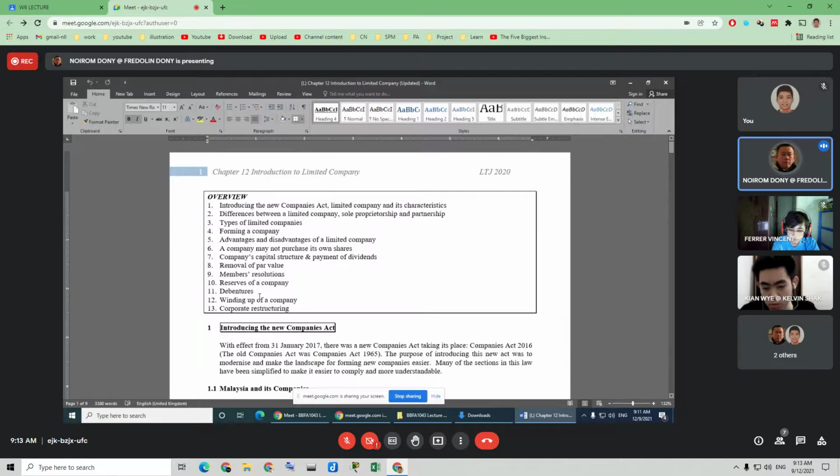And debenture as well. Debenture is a liability. And then winding up of a company, meaning if the company is failing, incurring losses for a few consecutive years, we have to wind up. Wind up means we close off the company.